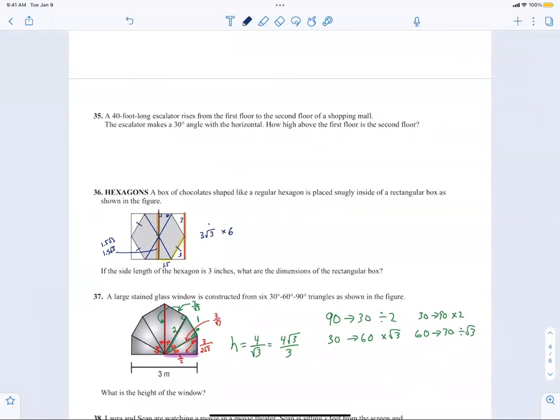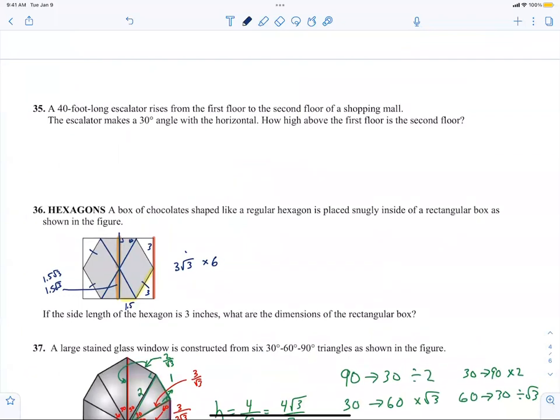Yes, sir. Let's look at 35. A 40-foot long escalator rises from the floor to the second floor of the shopping mall. The escalator makes a 30-degree angle. How high above the first floor? So this is what we have right here, right? It says a 40-foot long escalator, so I'm assuming this is 40. So now that we drew it, what's this? Somebody tell me quickly. 20, right? Everybody good? And if for some strange reason they ask for this, it's just what? Say it. 20 radical 3.